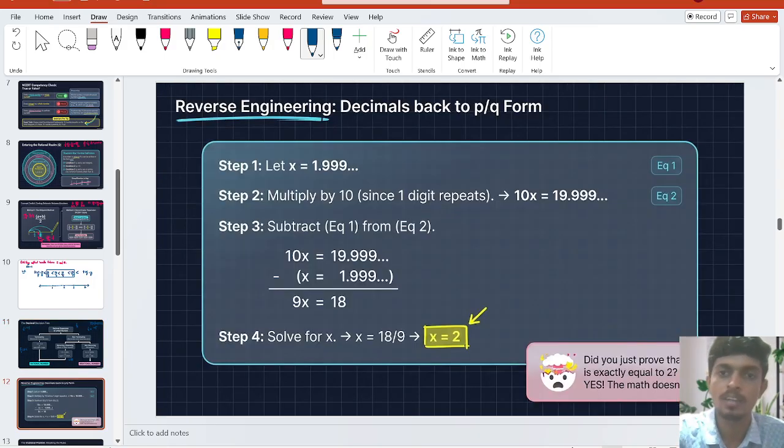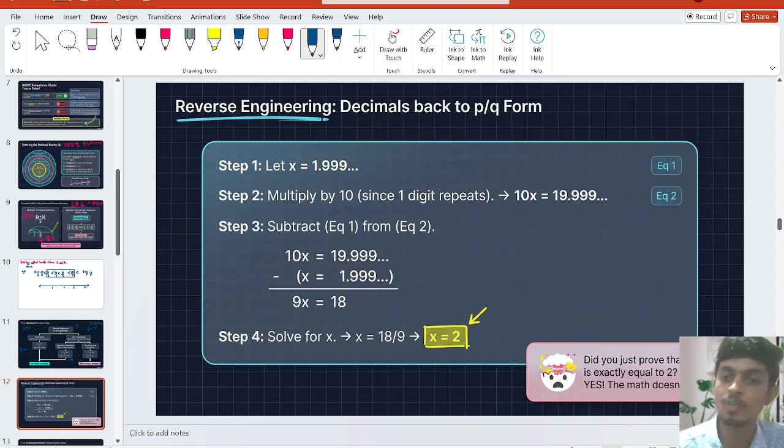Next topic is what? Converting a decimal back to p by q format. Suppose x is equal to 1.99 bar. So multiplying, 10x is equal to 19.99 bar and so on. Subtract equation 1 from equation 2. This is 10x equal to 19.999 and this is x, and subtracting, you get 10x minus x, which is 9x, equal to 19.9999 minus 1.9999, the decimals cancel out, and 19 minus 1 is equal to 18. 9x is equal to 18. You get x equal to 2.